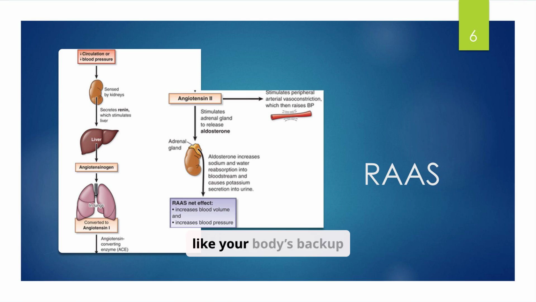Think of RAS like your body's backup plan. Low blood flow leads to renin release, which leads to angiotensin II, which then leads to vasoconstriction, plus aldosterone equals sodium and water reabsorption. Then BP goes up. It's why kids with dehydration often compensate well until they crash.